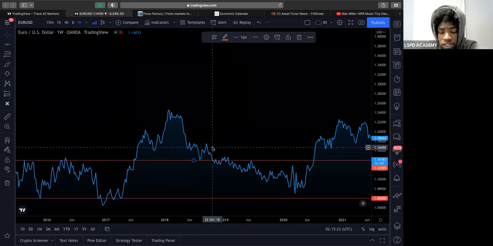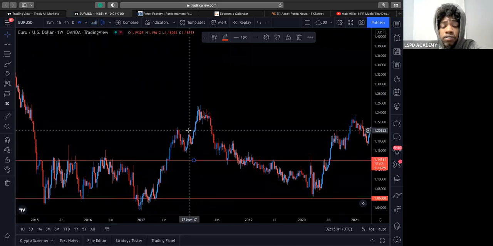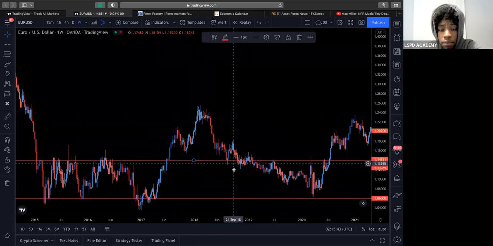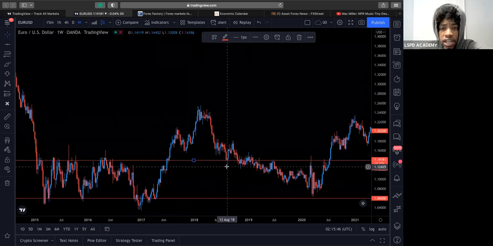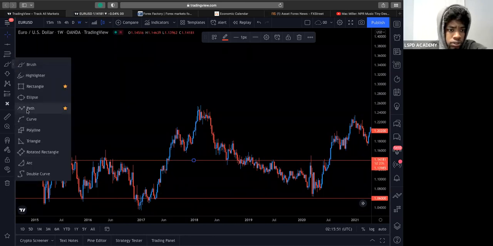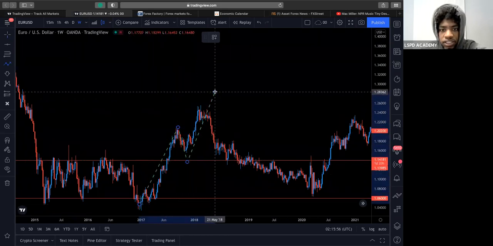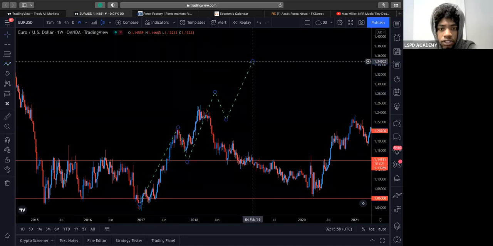Oftentimes with support and resistance zones, they're not 100% definite. It's not like price is never going to break above or never going to break below. But oftentimes, once price breaks above, let's say this is resistance, it'll come back and retest this area as a support. So you'll see price break up, retest, and then continue to move higher.